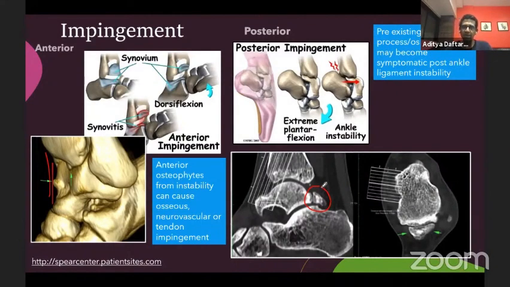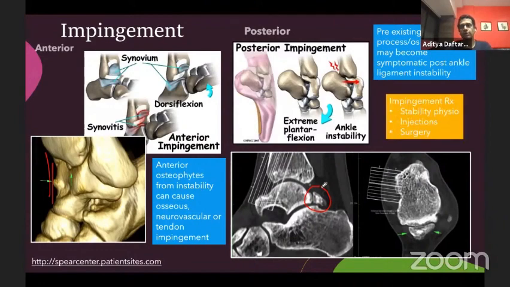So what CT allows you to do is to size up how big those impinging osteophytes or bony spurs are. And then you make a decision on how you want to manage them, as to whether saying, okay, look, it's a small bony spur, there's a little bit of impingement, let's just put you on stability. It's a small bony spur. I think you have impingement.